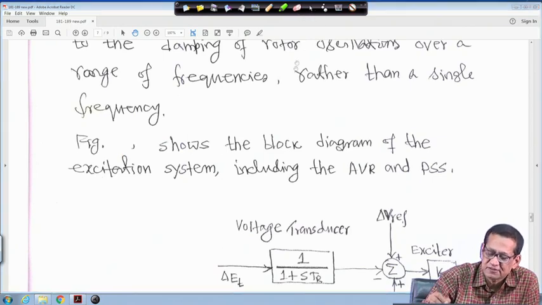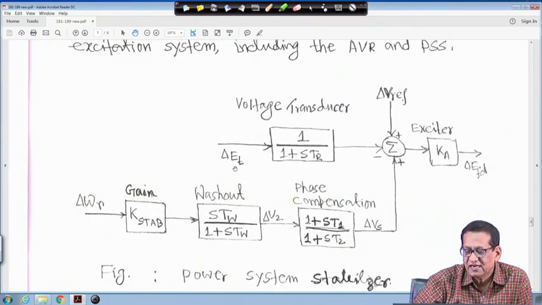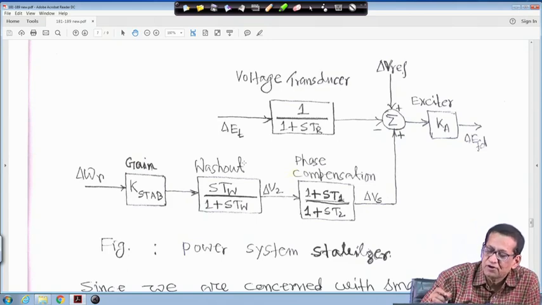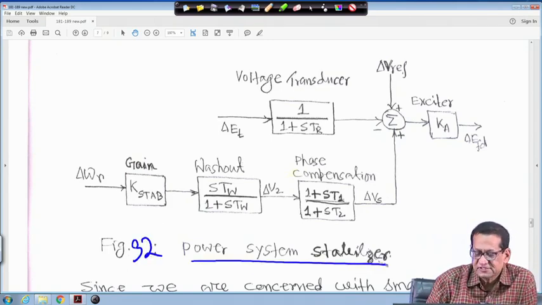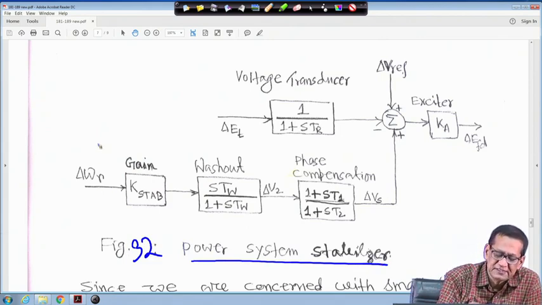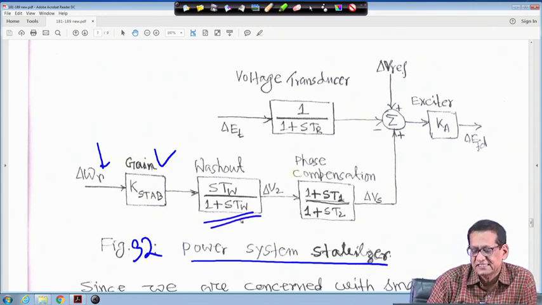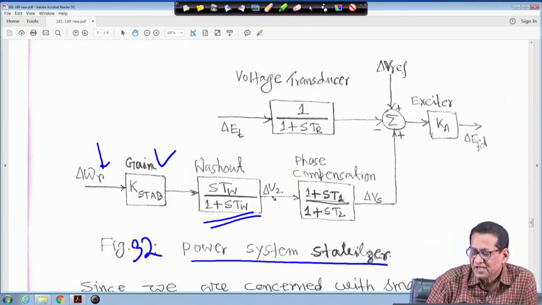So, this is figure 32. Figure 32 shows the block diagram of the excitation system including the AVR, automatic voltage regulator, and PSS. This is the power system stabilizer. You have the input here, delta omega, this is the gain of the stabilizer, this is a high pass filter, the washout, which we will discuss a little later, and the output of this is delta V2.